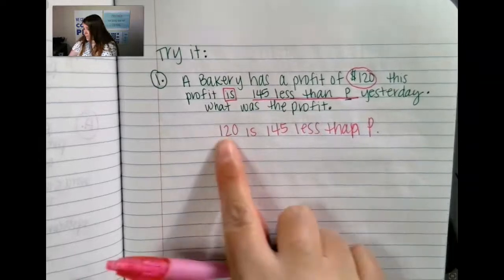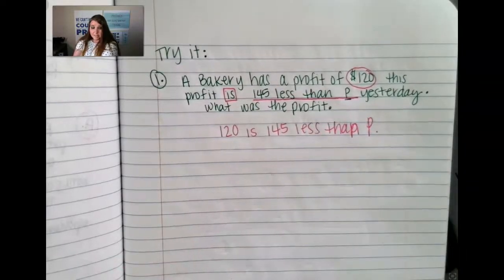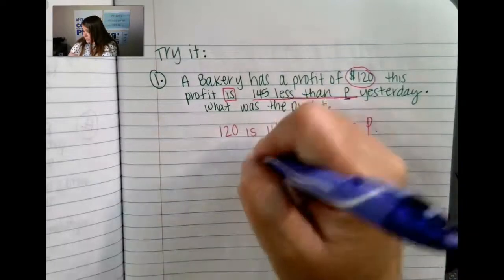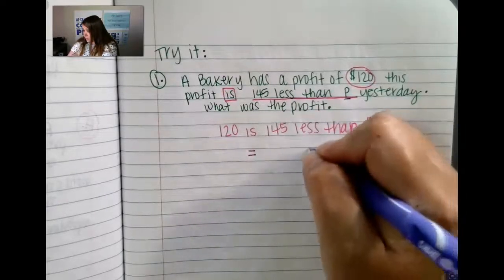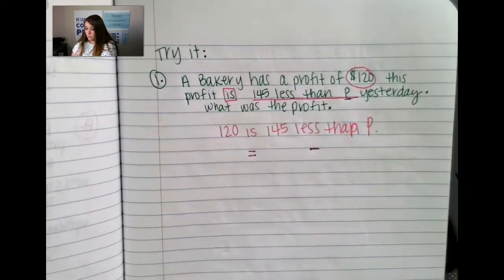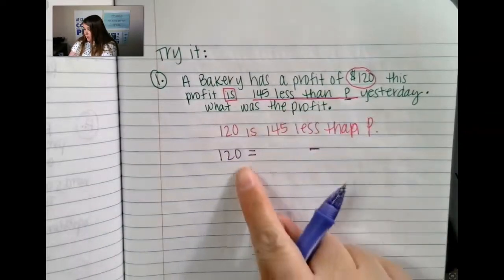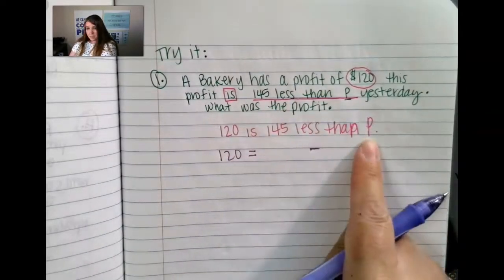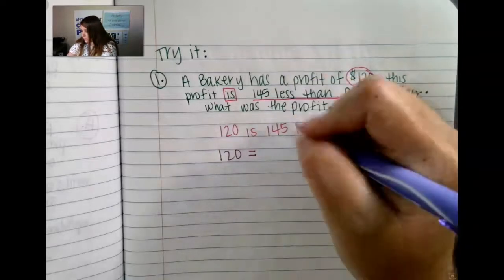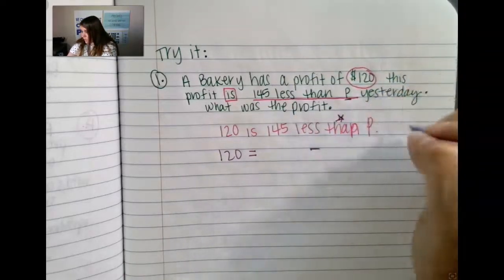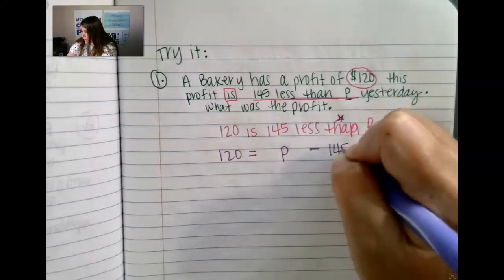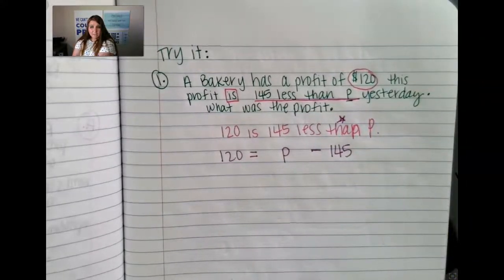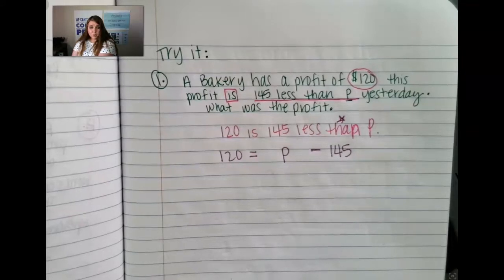We can now take this and write it as a math sentence. So is tells me I am equal to. Less than tells me subtraction. 120 is 145 less than P. Well, less than P, less than is one of those words. It's a tricky one. It means I need to swap the letter and the number. So my equation looks like P minus 145 is equal to 120.